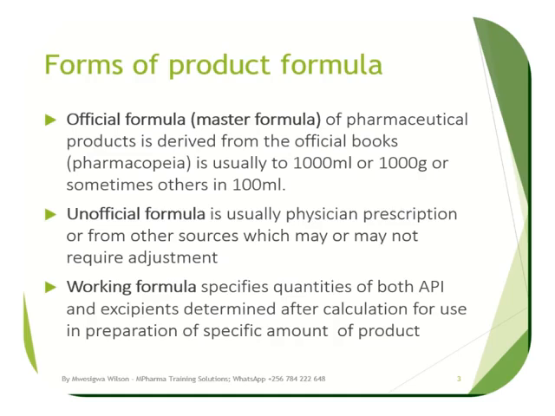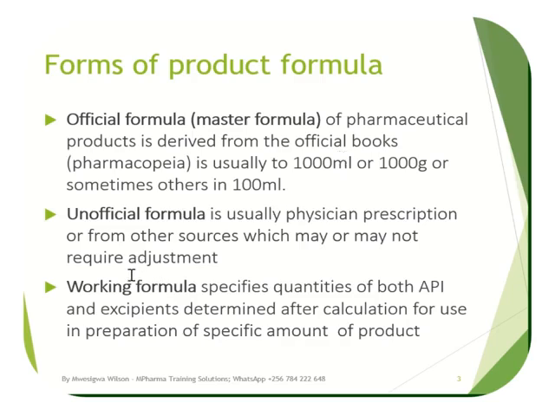So what is the official formula, or what we call the master formula? This one is usually derived from the official books or the pharmacopoeias. And these are usually in 1000 milliliters, 1000 grams, or sometimes 100 milliliters. Now, the unofficial formula is usually derived from the physician's prescription or even from other sources. These may or may not require adjustment during preparation. However, the official formula always requires adjustment, as we are going to see.